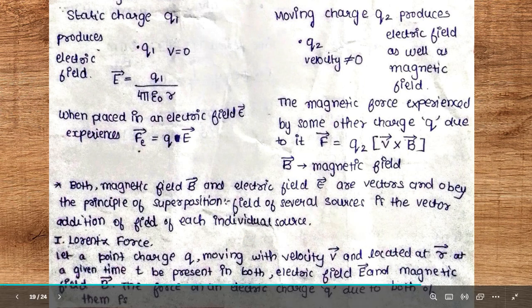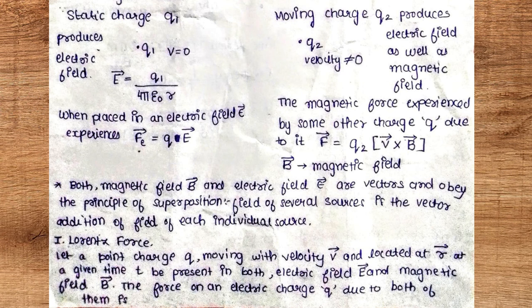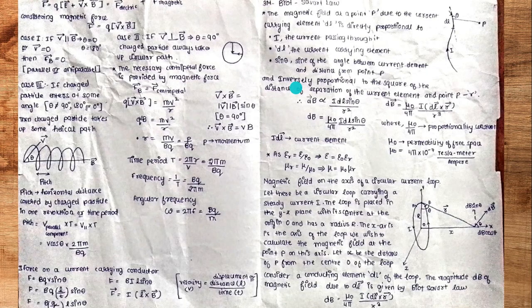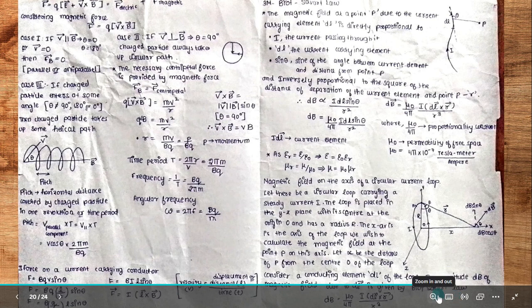The force on an electric charge q due to both of them is what? Here we have force due to electric field, which is qE. And force due to magnetic field is what? q into v bar cross B bar. So similarly, we are just going to add these two forces.